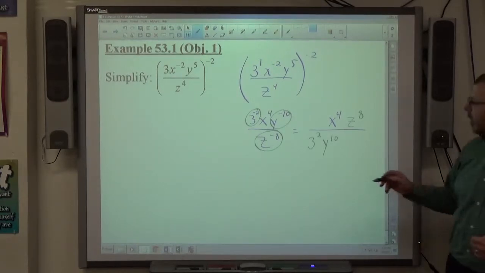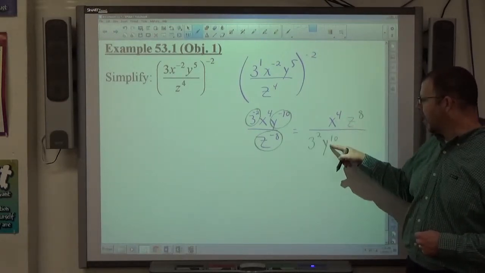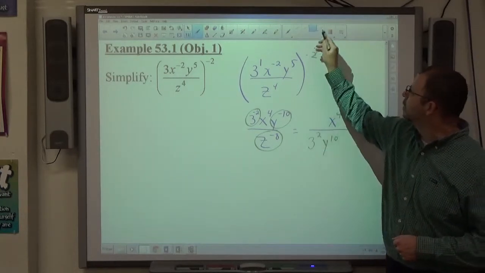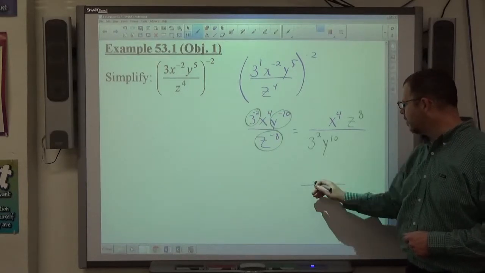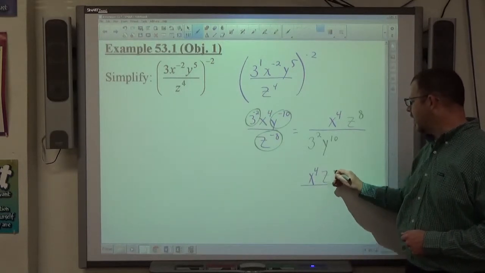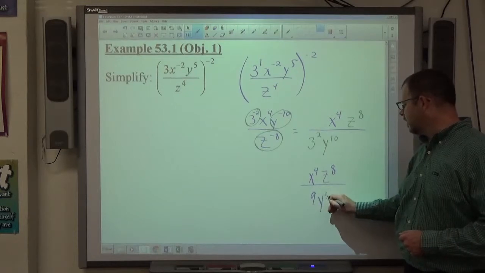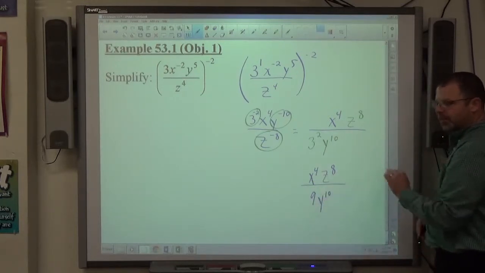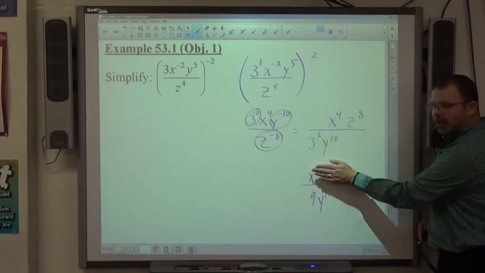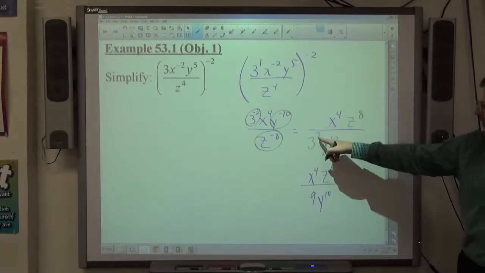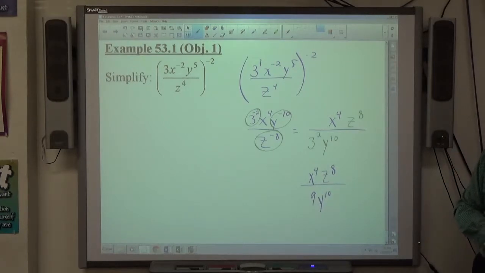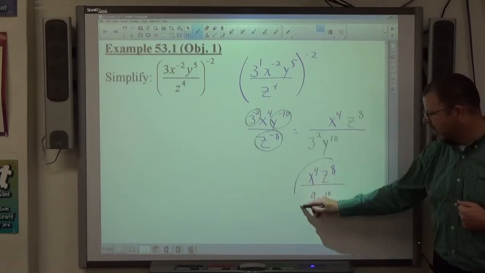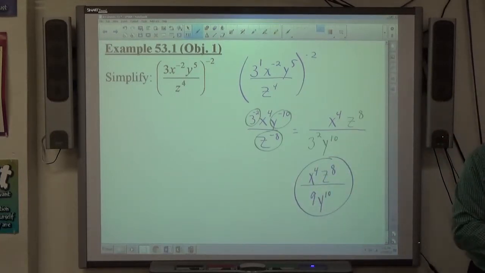So, looking at this, X and Z are different, Y is different, there's no common letters, so we don't have that issue to deal with, but 3 squared equals 9. I do want all numbers evaluated, so X to the 4th, Z to the 8th on top, 9Y to the 10th on the bottom. But again, X and Z are different, Y is different, so I can't multiply those. Step 4 basically doesn't happen except for evaluating the 3 squared. Step 5, if I have the same letter on top and bottom, which I don't, I would have to divide. I can't do anything else to that problem, so that's the best answer possible.